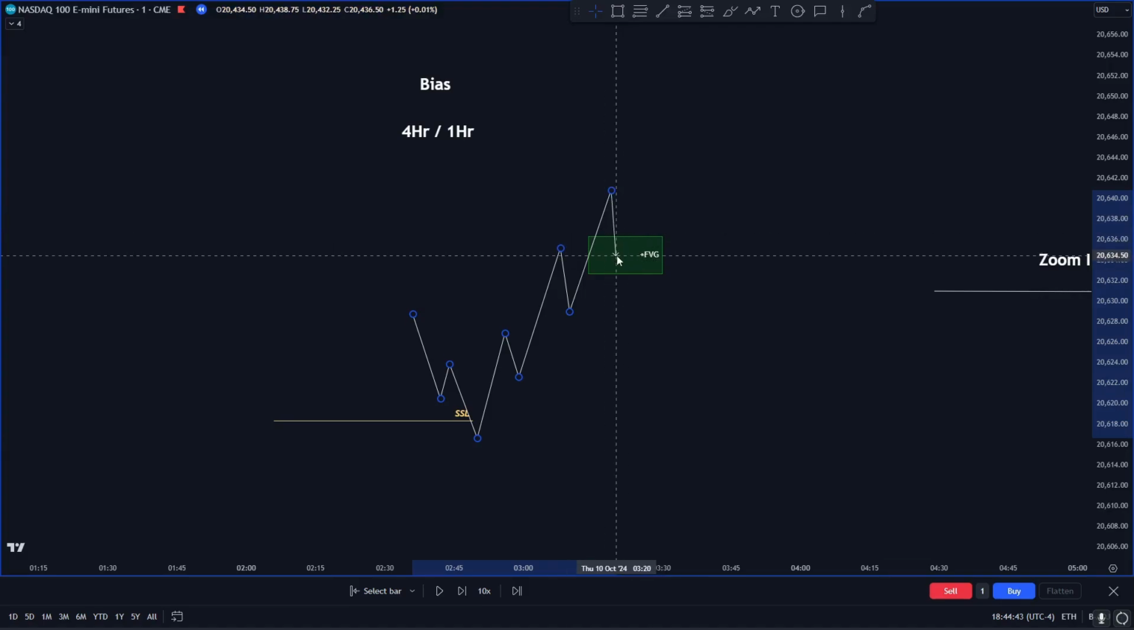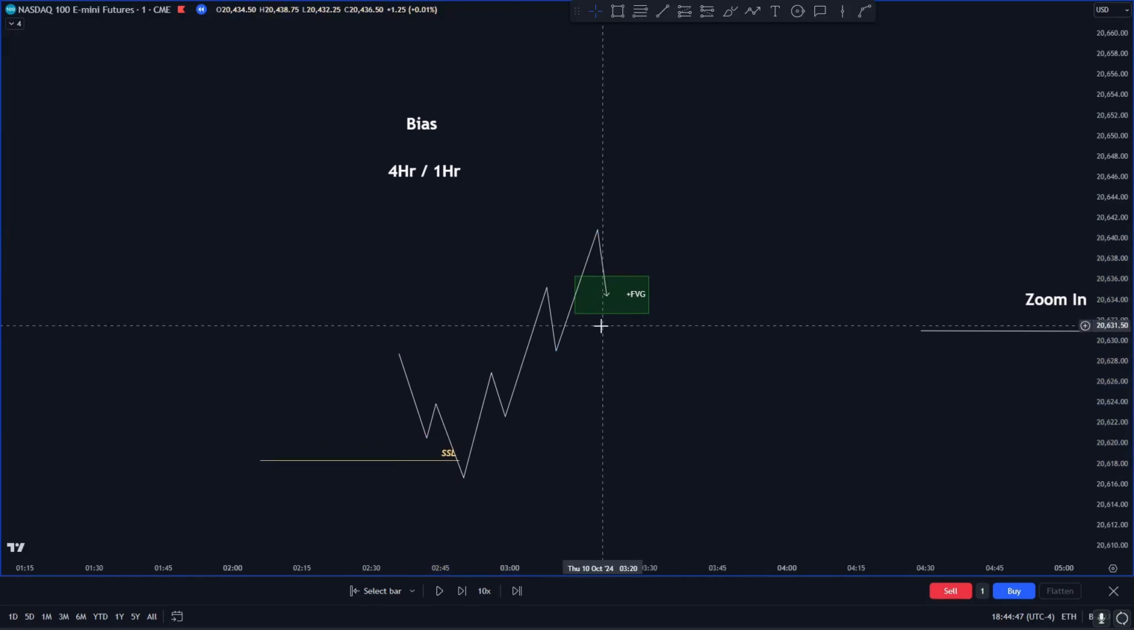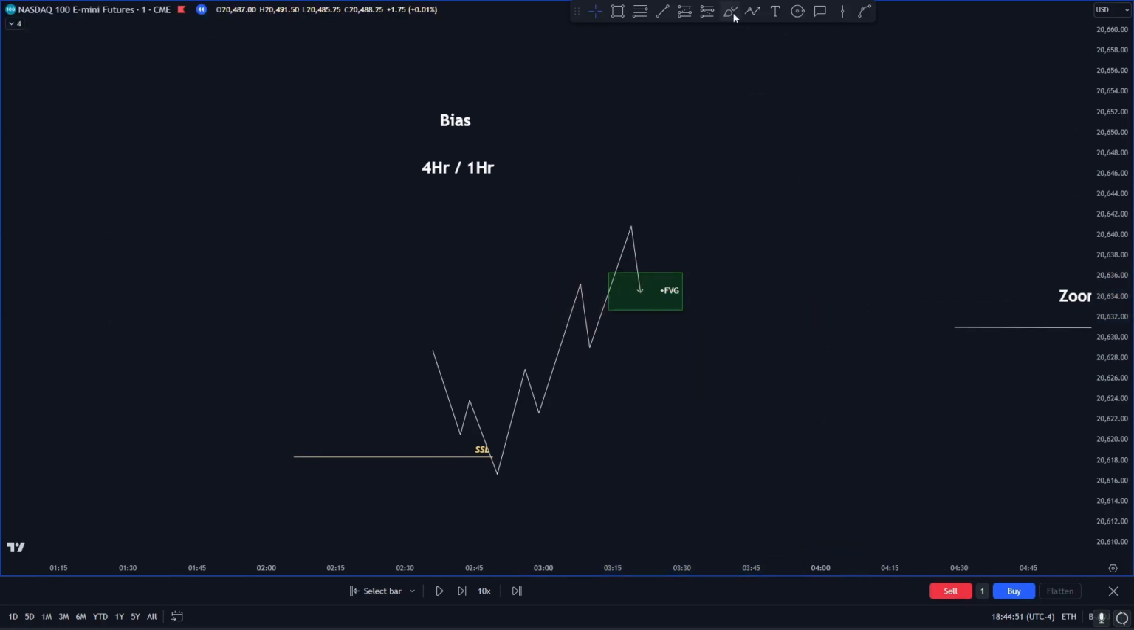There's a fair value gap right here. And fair value gaps are just imbalances, they're just inefficiencies. So we're gonna want to rebalance the market. We want to offer fair value, rebalance the inefficiency before continuing higher. So that's basically all it is.